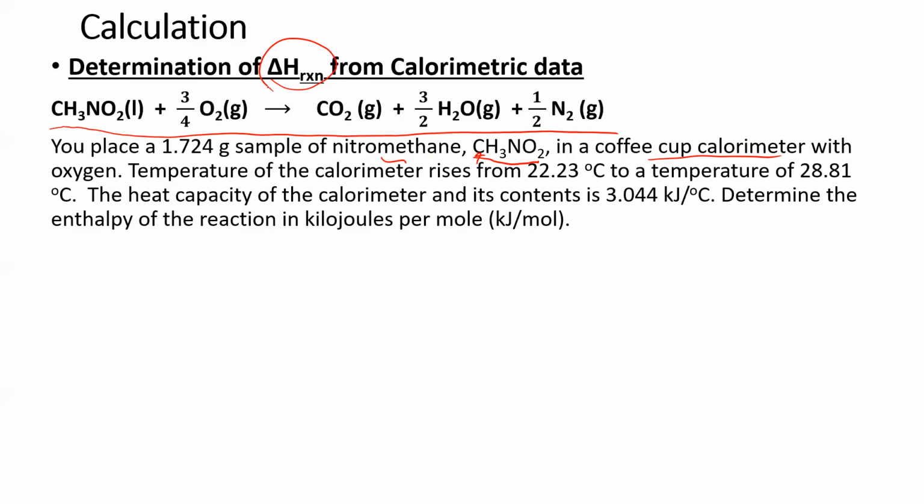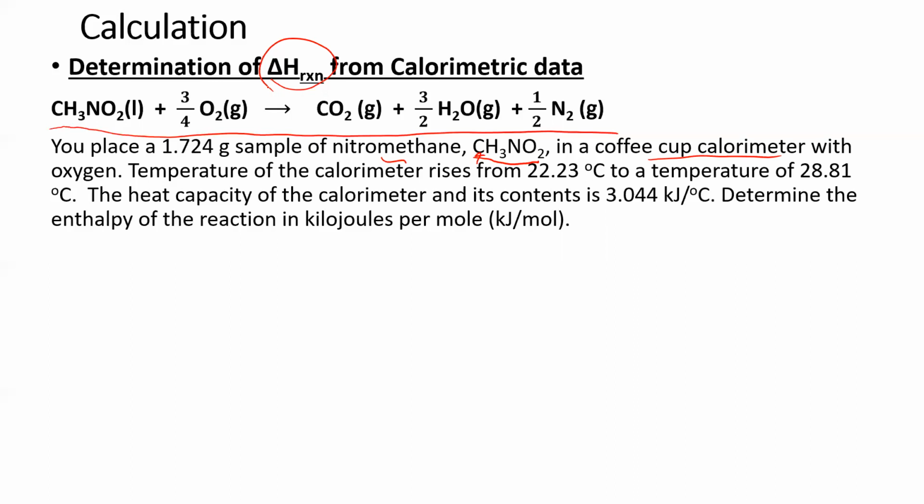We see that the temperature goes from 22.23 degrees Celsius to a temperature of 28.81. So that is a temperature change. The heat capacity of the calorimeter and its contents is 3.044 kilojoules per degree Celsius. Determine the enthalpy of reaction in kilojoules per mole.